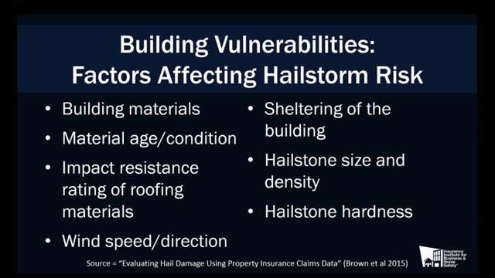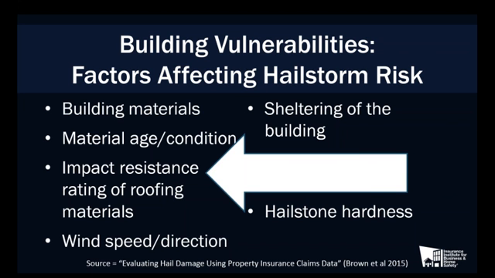The sheltering of a building is an interesting one. There have been claim studies that have shown that if there's a large tree, a large fence, something that can actually shield the building from the hailstones hitting it, that can actually reduce the losses. So to some degree you would have a chance to affect that as the person. But the one that we really focus on here in the laboratory at IBHS is the impact resistance rating or lack of rating of roofing materials. That has a big implication in the overall damage state of a building after a hailstorm, and really affects how much damage there's going to be and how severe it is.